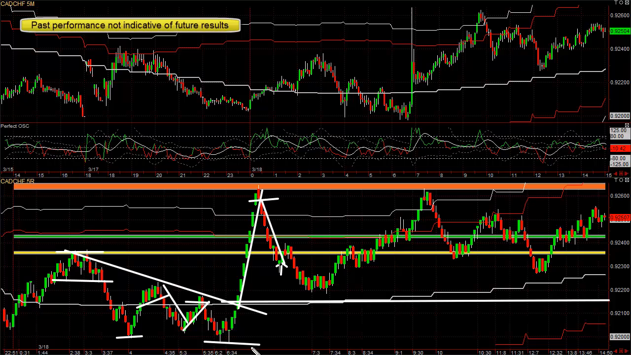60, 65 pips riding it up and down, using the currency indexes to find this trade, using our containment bands and the perfect oscillator to know when to get out, flip and go the other way, and make half as many pips as you made on the way up, going the opposite direction. So that's it. Pretty simple stuff.